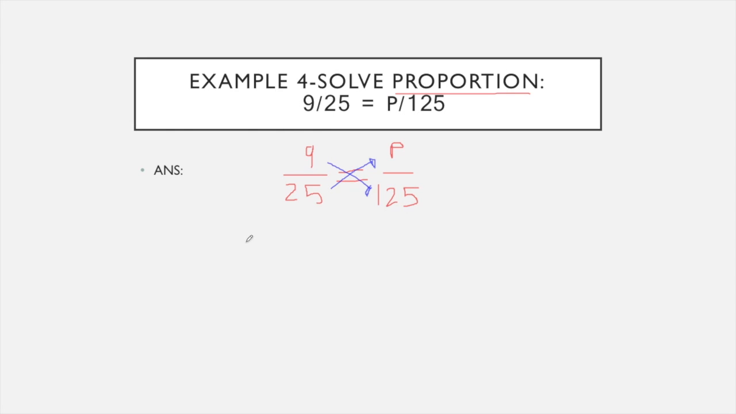So 9 times 125 will be equal to this 25p. Good, so we have that. We're halfway home solving this. Now that we have the cross products, all we have to do is simplify and we'll get that variable. So what's 9 times 125?